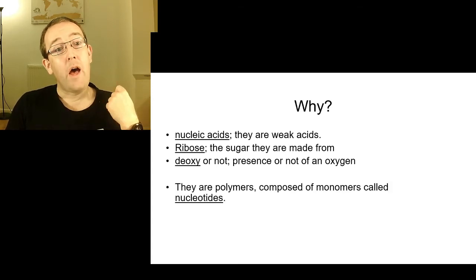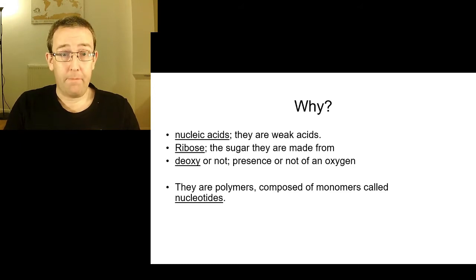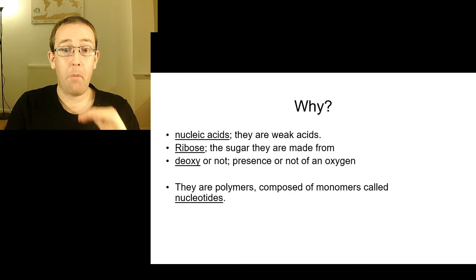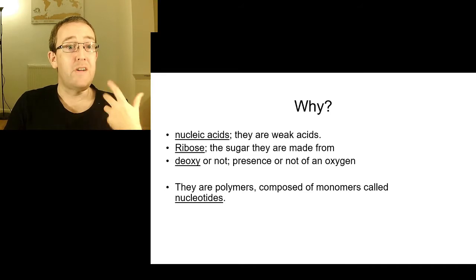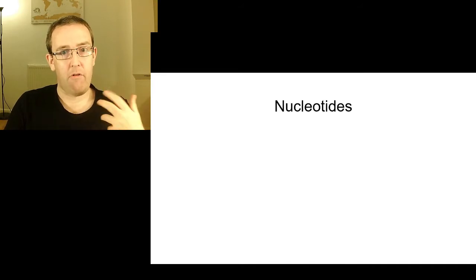These are another example of a polymer, just like the carbohydrates you will have learnt about and the proteins you will have learnt about. They are polymers. They're composed of monomers. The monomer is called a nucleotide. The polymer is of course our DNA strand, our DNA or RNA strand.